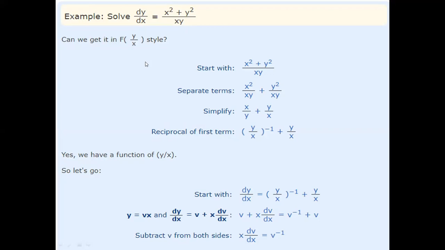Since the coefficients of dy and dx are both second degree, homogeneous that is, then your differential equation is homogeneous. So you could see there is no testing anymore. It's all done by the eye. It's by inspection that we know that our given differential equation is homogeneous.